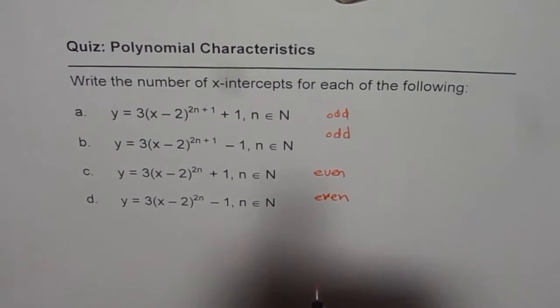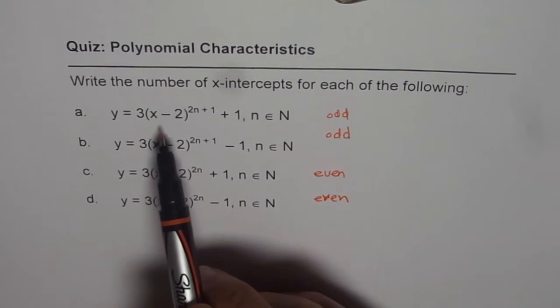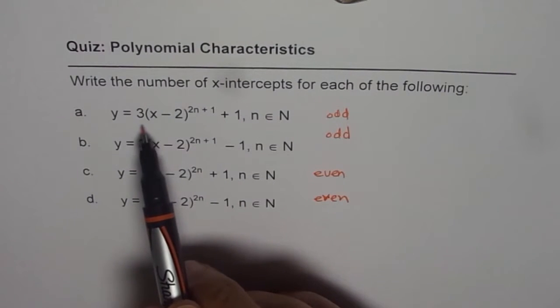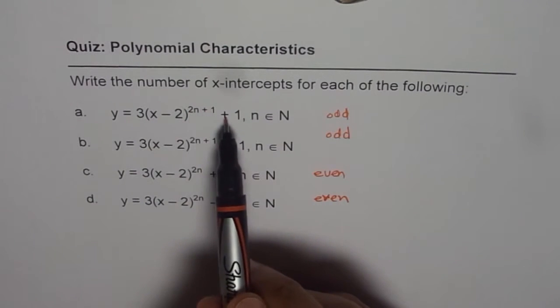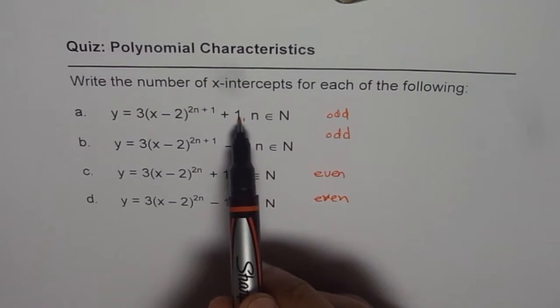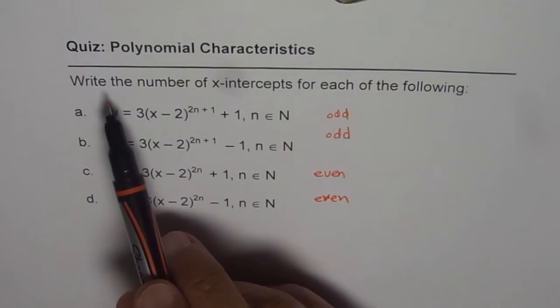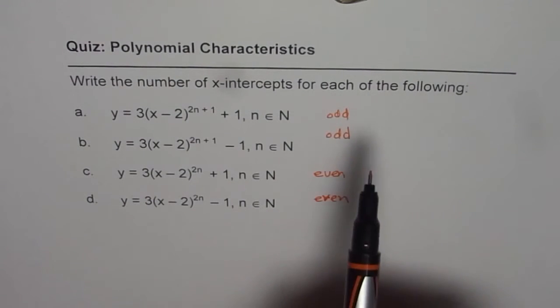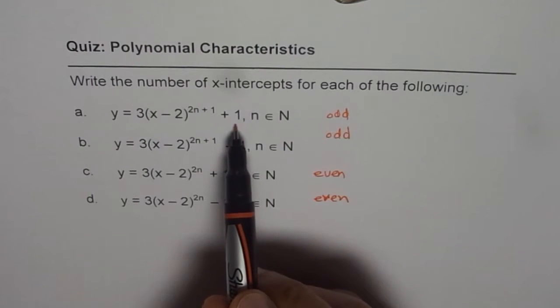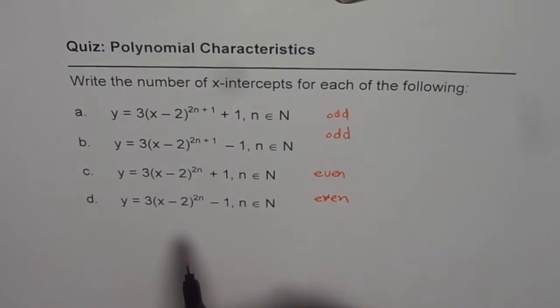Okay. Now let's move forward. A is plus 1. That means the polynomial 3 times x minus 2 to the power of 2n plus 1 has been moved or translated 1 unit up. The question is, write the number of x-intercepts for each of the following. So with the result of this translation of 1 unit up, what happens to the number of intercepts? That is the real question, right?